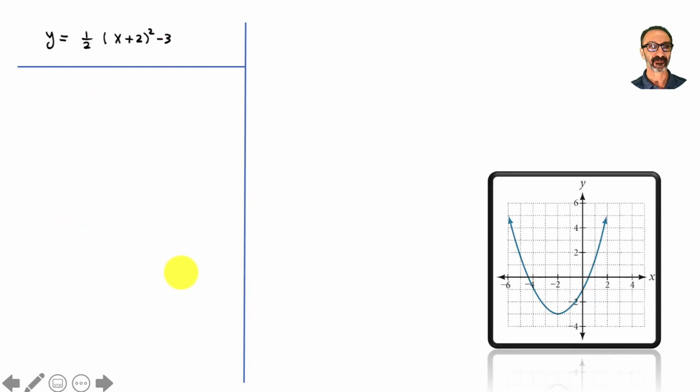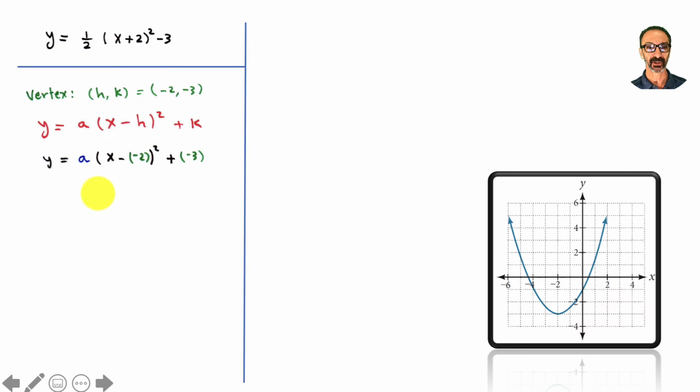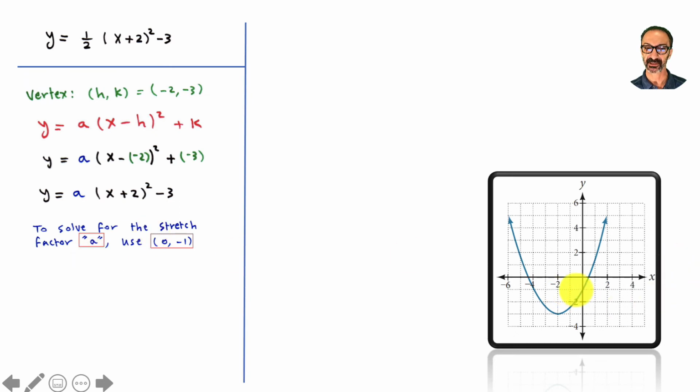Here is a vertex form with a graph. h and k will be negative 2 and negative 3. Comparing it to the vertex form, we want to show that a is half. So to solve for a, I'm going to use (0, negative 1). This point right here is clearly to me on the graph, 0 for x, negative 1 for y.